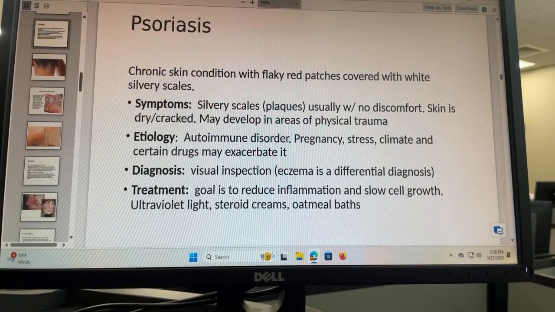Diagnosis, again, is just going to be visual inspection. Eczema might be a differential diagnosis. Remember, a differential diagnosis is just, it could be this, it could be that. We're not really sure until we know for sure exactly what we're working with.